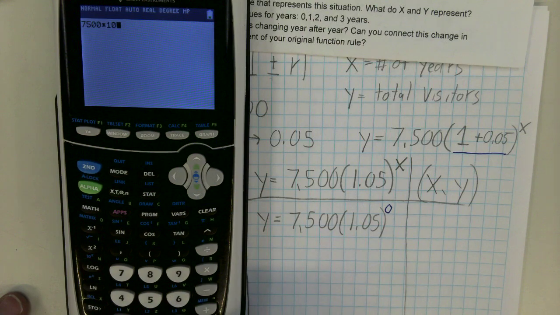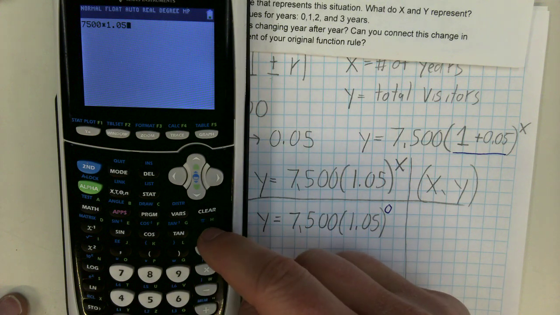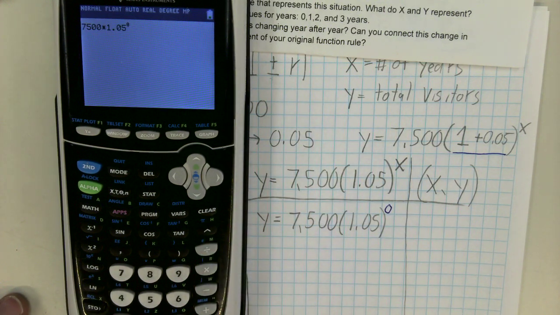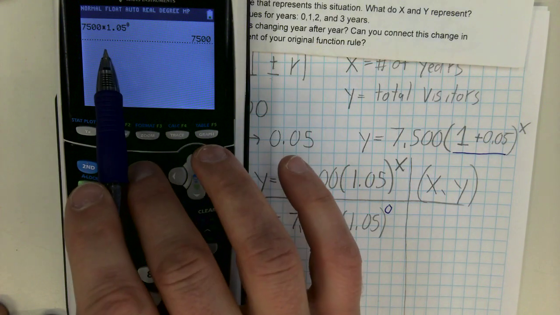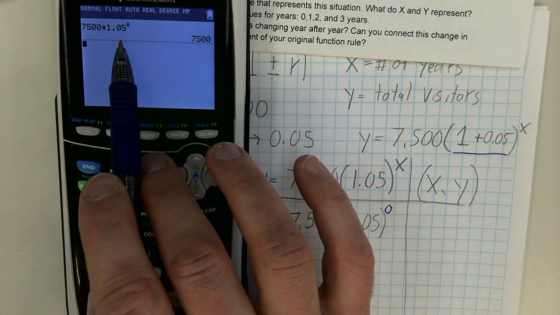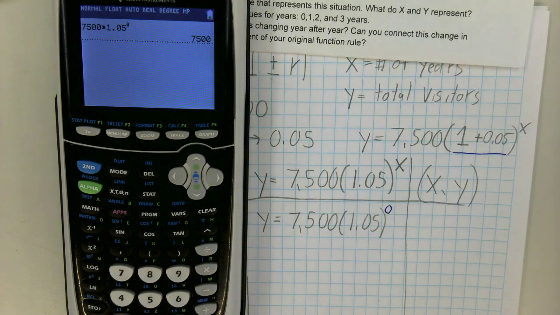7,500 times 1.05, and I'm going to raise that to the 0 power. That's going to leave me with my initial amount, because that makes sense: anything raised to the 0 power is just going to turn that into 1. 1 times 7,500 is 7,500.